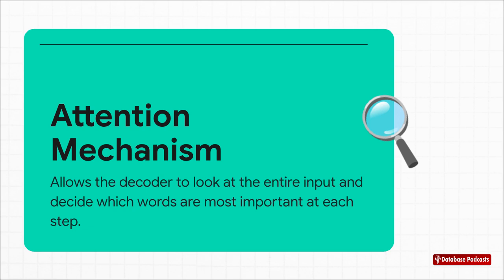Instead of forcing everything into one static summary, attention gives the decoder the power to look back at the entire input sequence, at every single step. And as it does that, it figures out which of those input words are the most relevant for generating the very next word in the output.